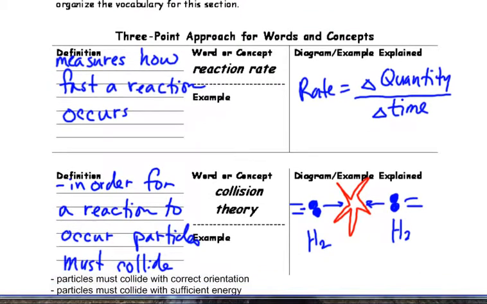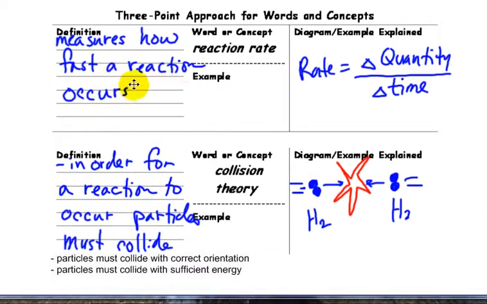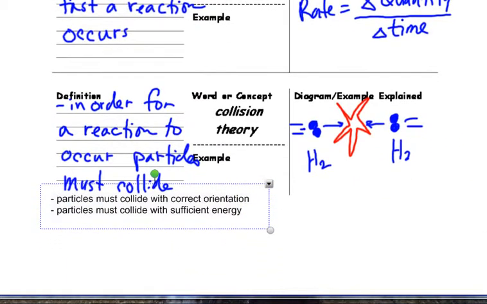So some of the vocab terms here. Reaction rate measures how fast a reaction occurs, so change in some quantity over change in time. Looking at collision theory, in order for a reaction to occur, particles not only need to collide, but they have to collide the right way, or orientation, and they have to have enough energy. You can't put a puzzle together without using force to move the pieces around and also orientating them the right way to get the picture.